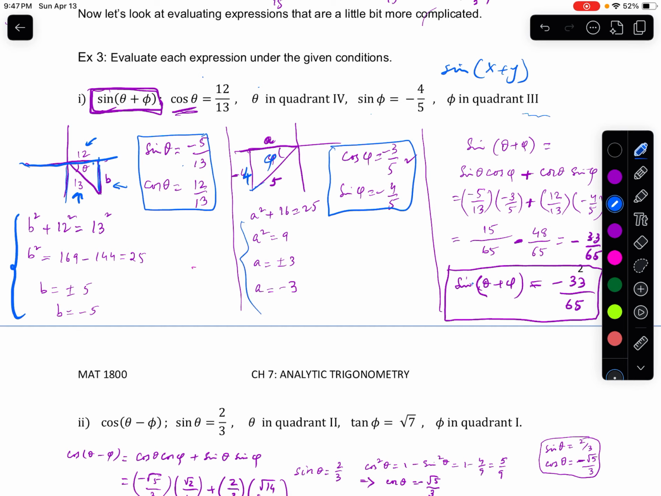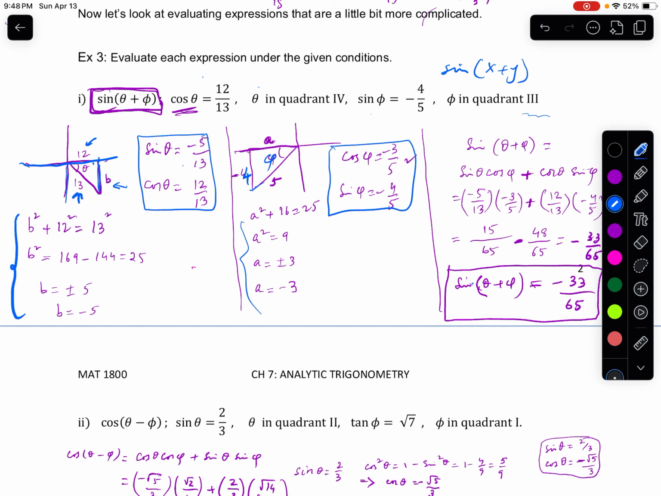Now will A be negative or positive? Because A is along the negative x-axis, A will be negative. Or you can say, because our triangle is in the third quadrant, both sides will be negative. Along both legs, we put a negative sign. Now we can find cosine and sine. Sine is already given, so cosine will be negative 3 over 5.